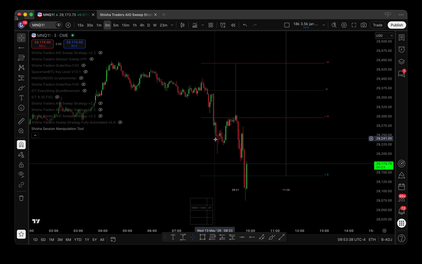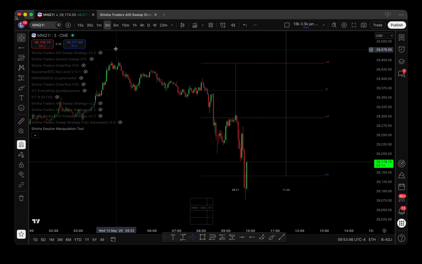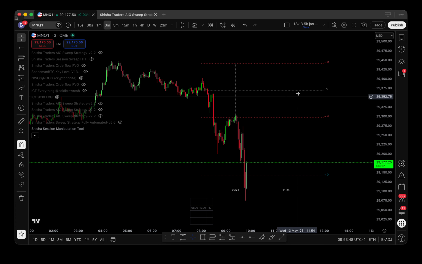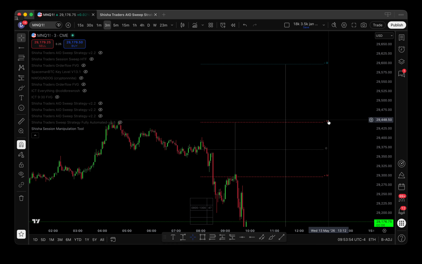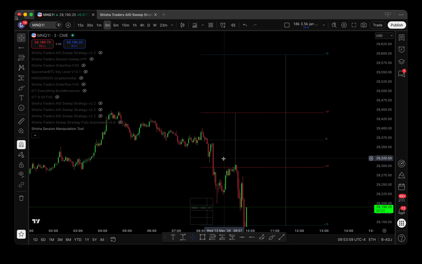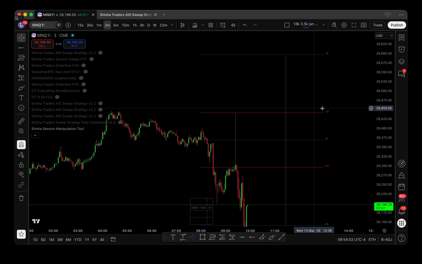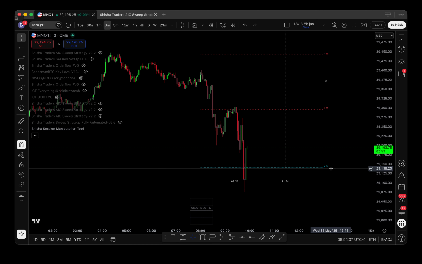Session opens. You wait for a sweep, and you wait for manipulation to hit, and then you wait for a market structure shift, a CHoCH on a low time frame, and you target the opposing distribution with partials on the opposing manipulation. The opposite is true for shorts. If the market goes up, it hits manipulation, you're looking for shorts targeting the distribution, right?